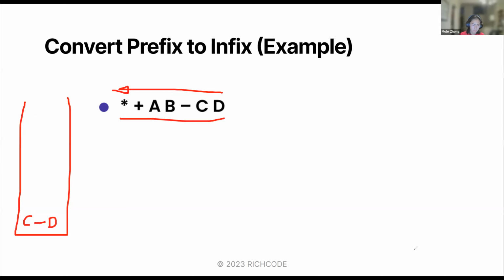Great, so we combine the C and the D and the minus into C minus D. And then we have B, so we put that in the stack. And then A, which is an operand, so we put it in the stack. And we have a plus, so we take out the A and the B, and we have A plus B.